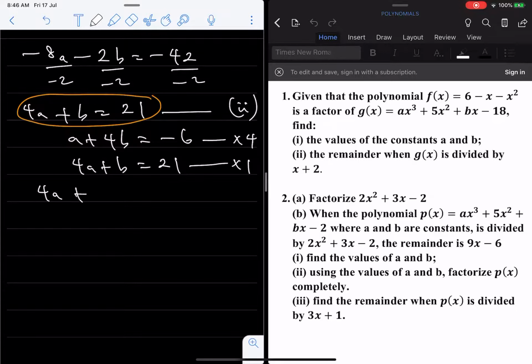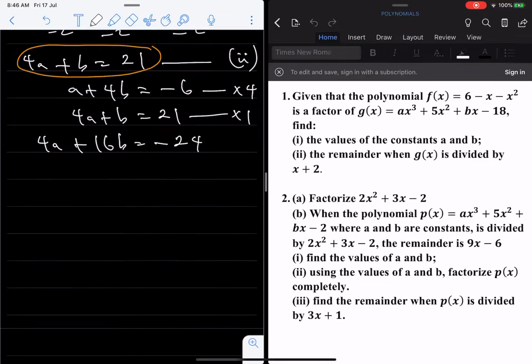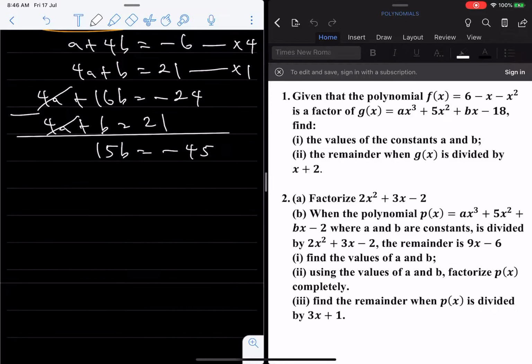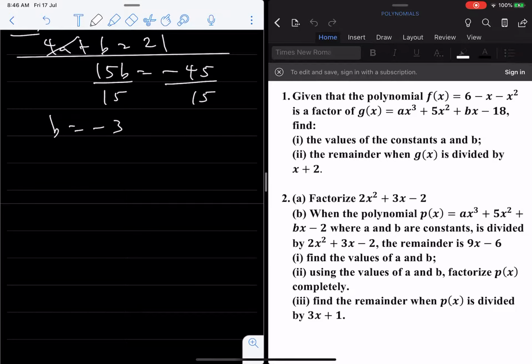That gives me 4a plus 16b equals minus 24. And equation 2 becomes 4a plus b equals 21. Now I can subtract the second from the first. 4a minus 4a is 0. 16b minus b is 15b. Minus 24 minus 21 is minus 45. We divide both sides by 15 to get b. That means b equals minus 3.